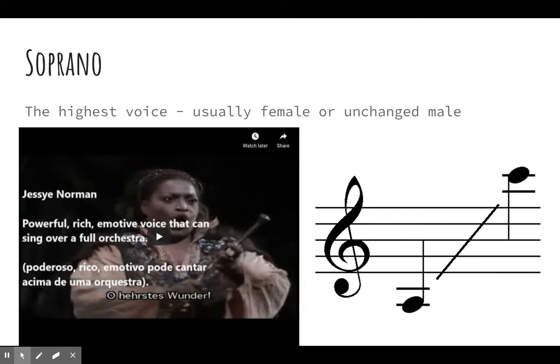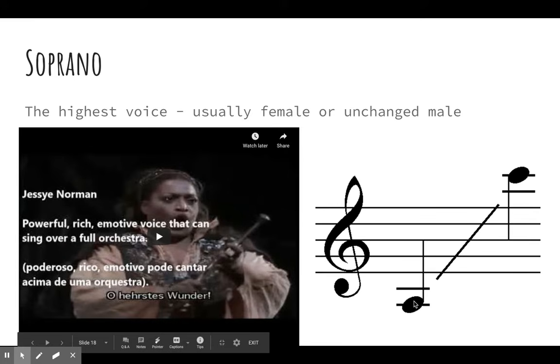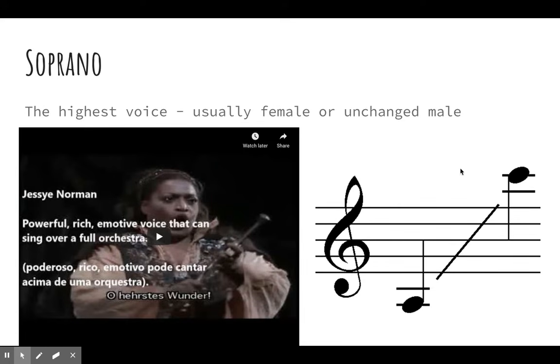Here it's kind of sweet and high above the rest of the choir, and it's usually female or an unchanged male voice. It goes from this A right here on the treble clef all the way up to a C and even sometimes way beyond that. So there's the soprano.